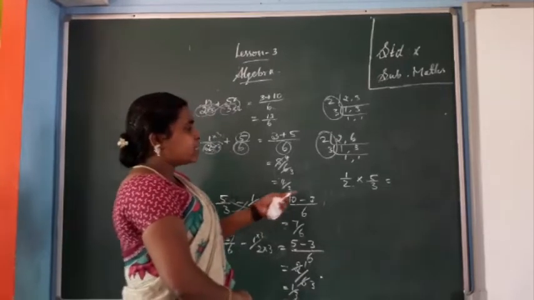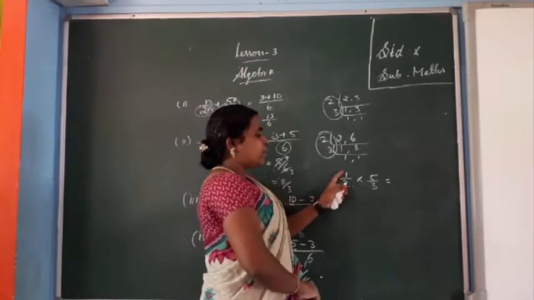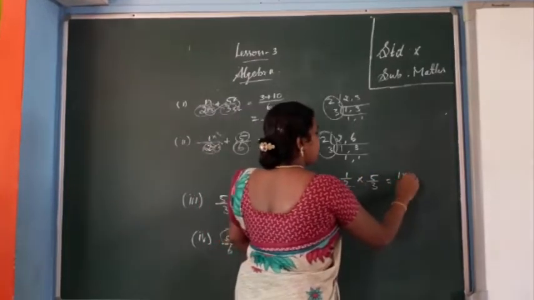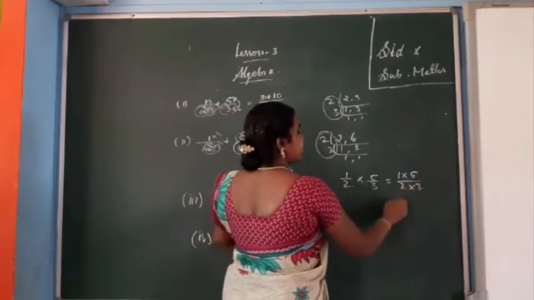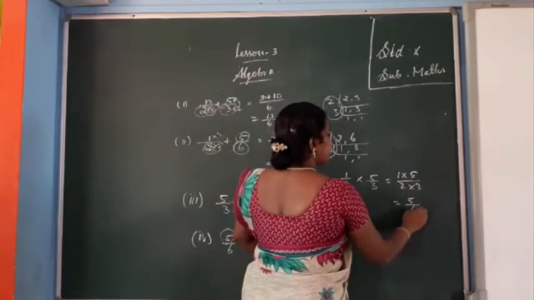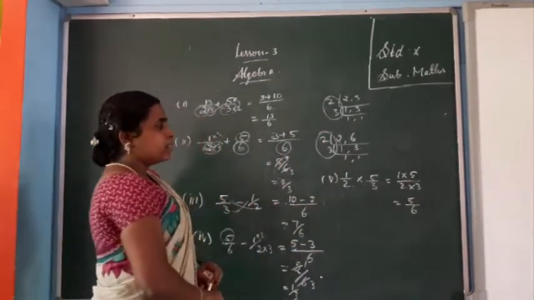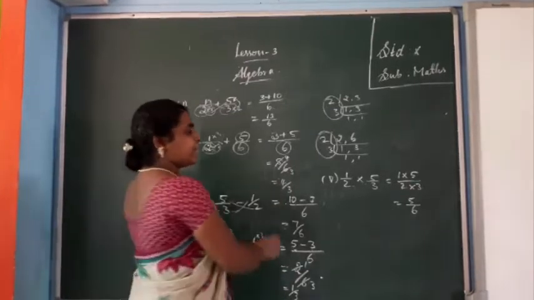I already told you, when you are multiplying fractional numbers, you have to multiply numerator into numerator, denominator into denominator. That means 1 into 5 by 2 into 3. 1 5 is 5, 2 3s are 6. Okay, this is the multiplication method. If the denominators are the same or different, no problem for multiplication and division.